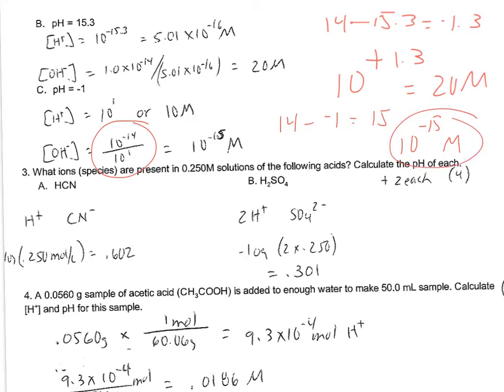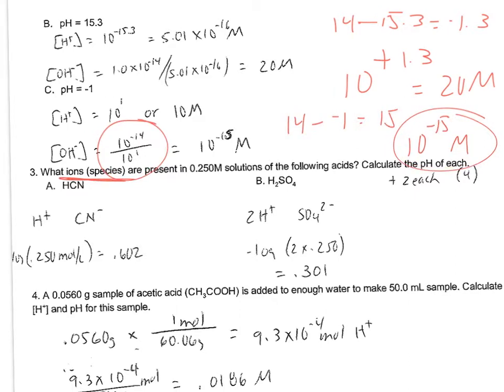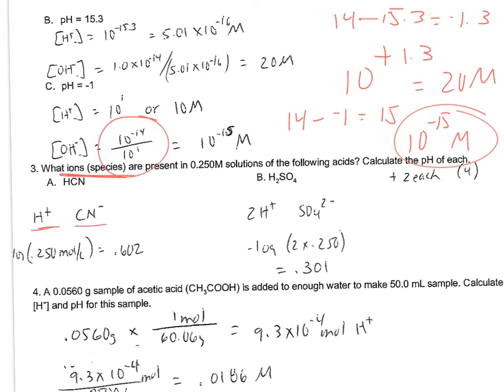Number 3, I was a little surprised how many groups struggled to tell me what ions or species are present in 0.25 molar solutions of the following acids. Basically, I'm asking you, what does it dissociate into? So I'm going to have H plus on this one and CN minus, and H2SO4 is going to give me 2 H plus for every sulfate, SO4 2 minus. So then if I have 0.25 molar solutions of each, my 0.25 molar solution of HCN gives me 0.25 molar H plus and 0.25 molar CN minus.